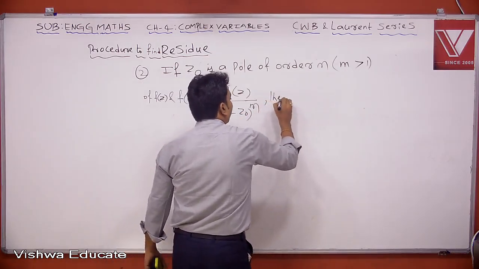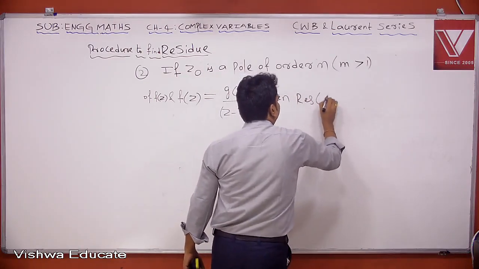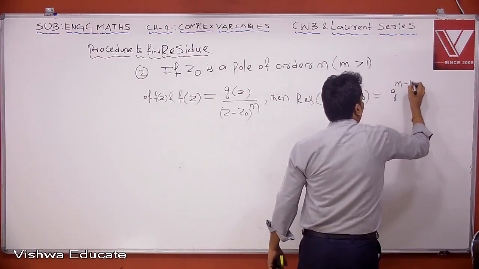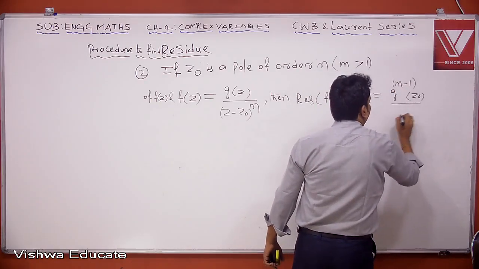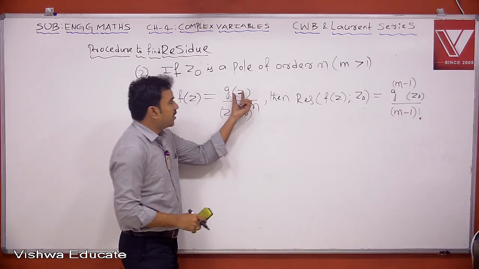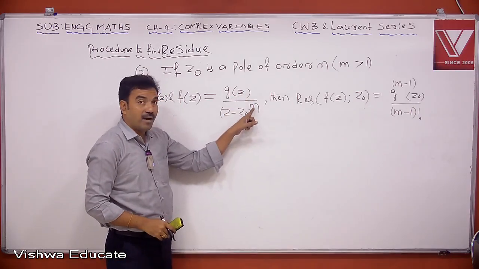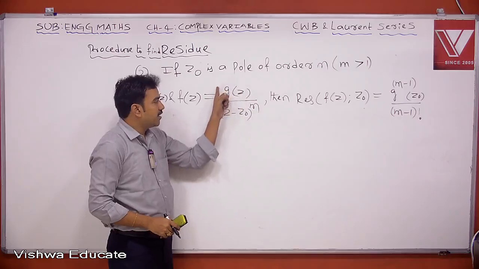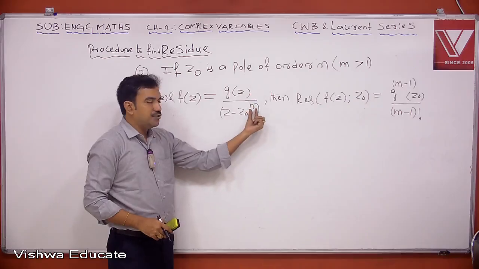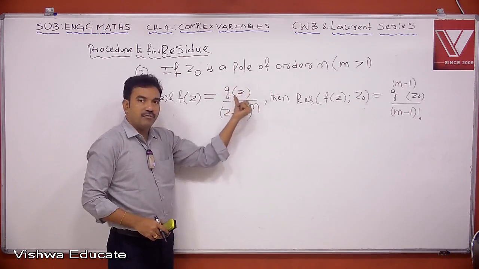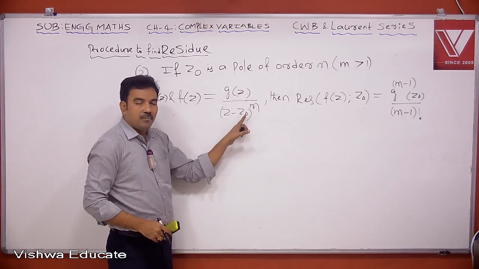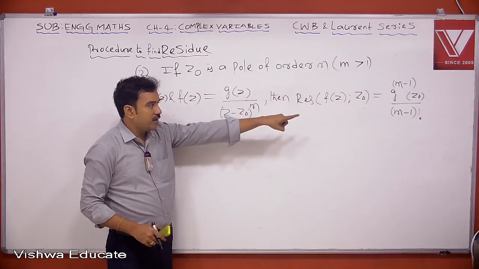then the residue of f of z at the pole z naught equals g power m minus 1 of z naught divided by m minus 1 factorial. That means differentiate this numerator function with respect to z m minus 1 times. If it is 4, find the derivative up to third order. If it is 7, find the derivative up to sixth order. This is general m. So differentiate this numerator function with respect to z m minus 1 times, and z is replaced by this pole z naught, divided by m minus 1 whole factorial.